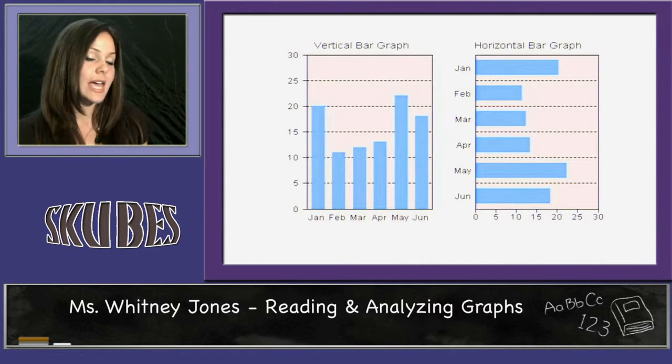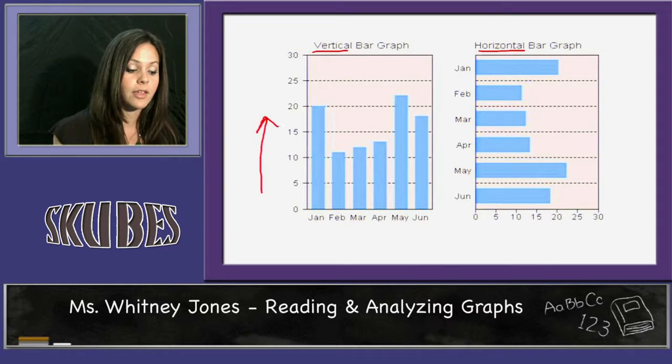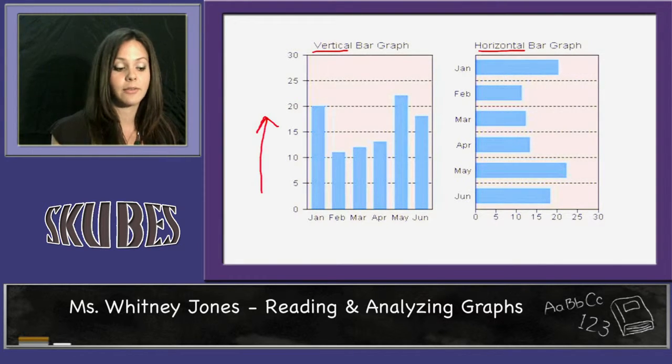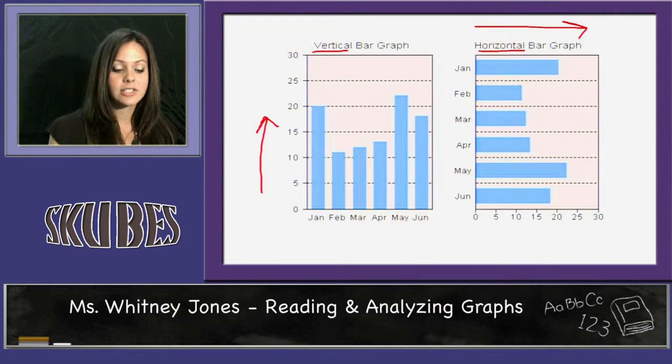Now there are 2 different types of bar graphs. One is vertical and the other is horizontal. The 2 graphs we have looked at so far have been vertical. When the bars go up and down, they're vertical. When they go side to side, they're horizontal. The next graph we're going to look at has horizontal bars.